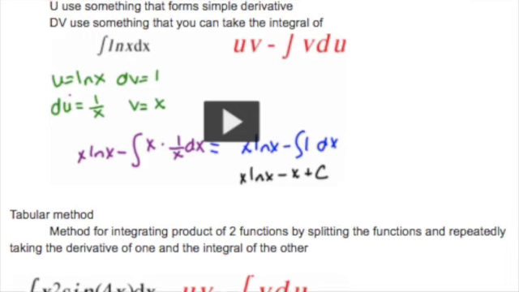So that's how you take the integral by parts and how you use the tabular method.